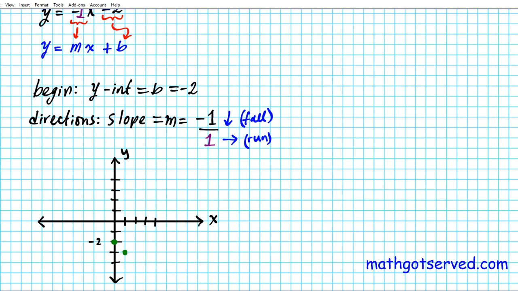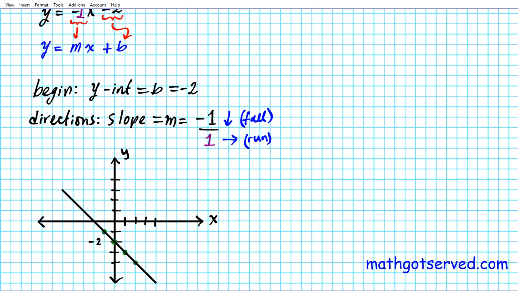Dropping 1 unit and running 1 unit is the same thing as rising 1 unit and going back 1 unit. See that these points are all collinear. Starting here, you fall 1 and run 1. You can keep going, fall 1 and run 1 again. Or you can rise and then go back. All these points fall on the same line. So let's go ahead and draw the line using all these points.